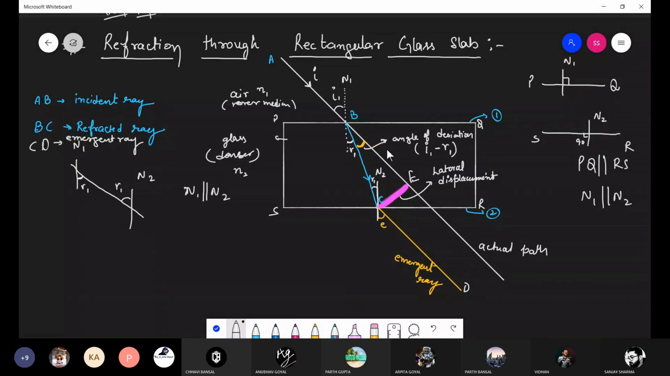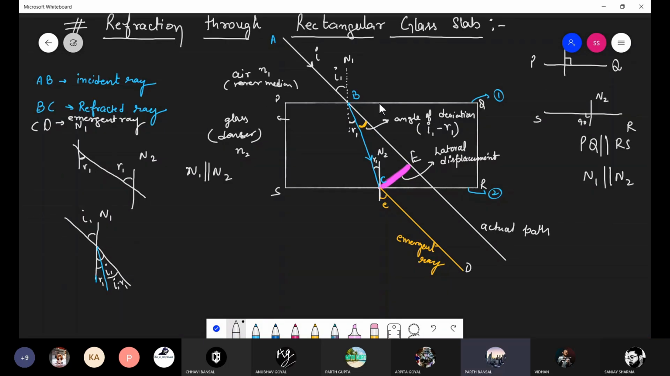Yes, sir, because vertically opposite angles are equal. This is normal N1 and this is the actual path, the angle of incidence. Then this is also the angle of incidence and this one is the refracted ray. And this is the angle of refraction R1. So what is this angle? I1 minus R1.